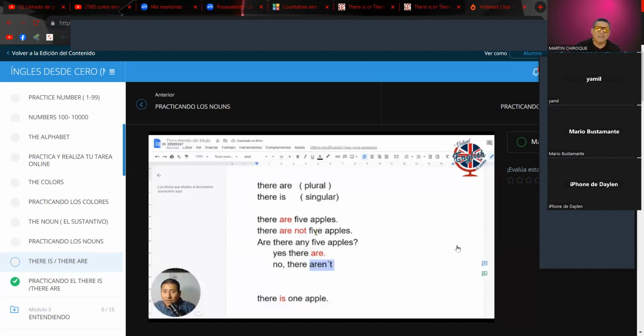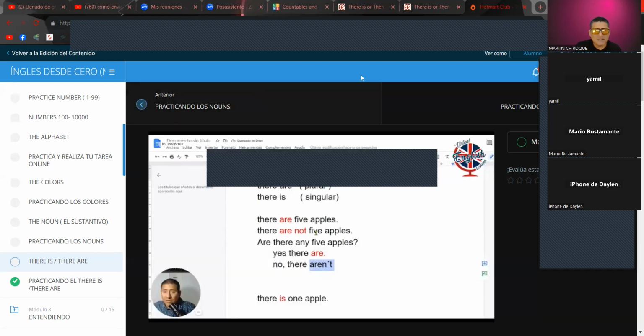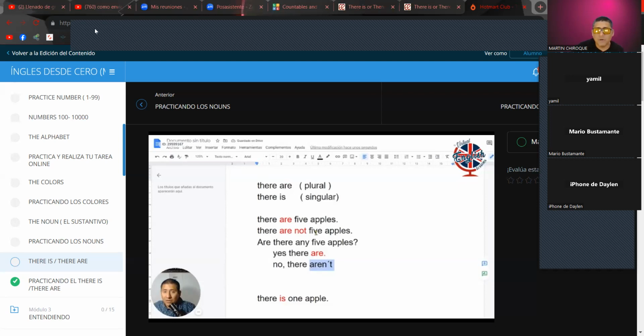For example, volunteers, Jamil, Mario, or Dylan. How do you say that in English? Hay 3 libros en la oficina. How do you say that in English? There are 3 books in the office. Very good. Repeat again, please. There are 3 books in the office. One more time, please. There are 3 books in the office. Yes, there are 3 books in the office. Good answer. Okay.